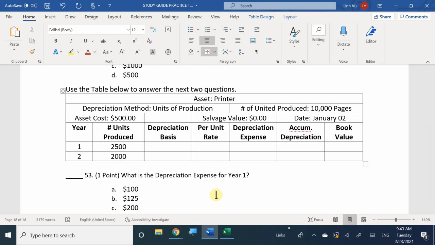C5. It's still 2,500. Where did you get 2,500? Oh, sorry. Oh, the cost is right there. Sorry. Yeah, no worries. It's 500. Good. Okay. What is going to be my per unit rate?